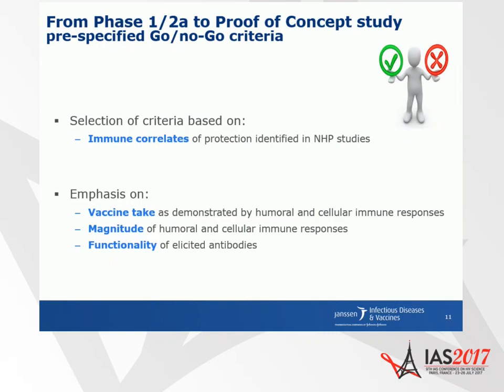So of course, we had to predefine our criteria for go, no go, based on the data that we had and would generate, whether we would proceed into a proof of concept study. So the selection of criteria was based on the immune correlates of protection that we identified in the non-human primate studies, and emphasis was on vaccine take as demonstrated by humoral and cellular immune responses, the magnitude of these responses, and the functionality of elicited antibodies.